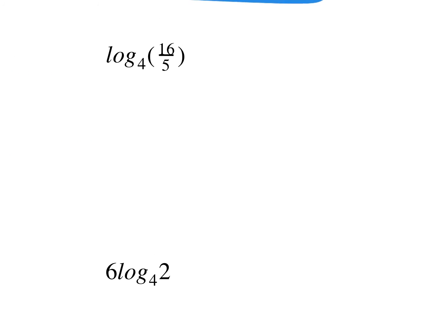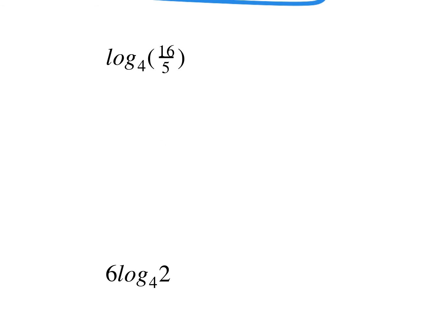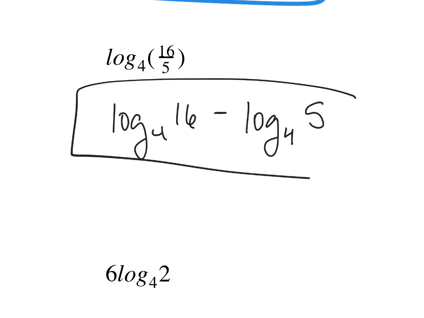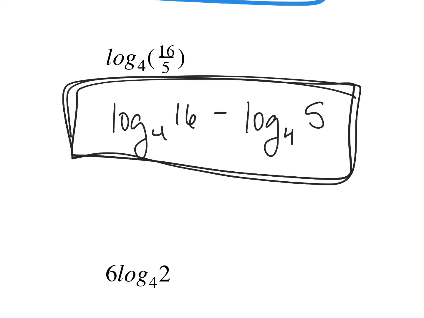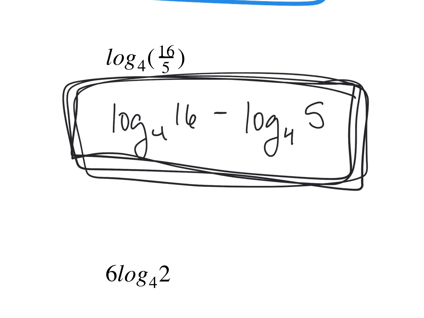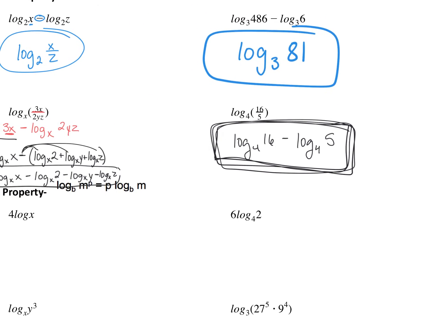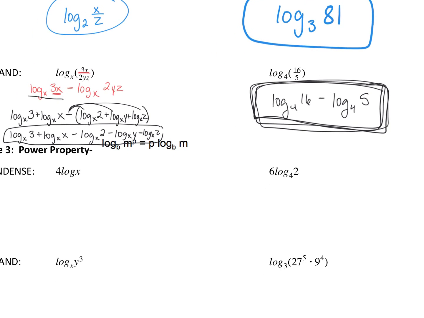Here we go. What love story are we looking at? Subtraction and division, right? We see division, so it needs to be subtraction. So what do we write? Log base 4 of 16 minus log base 4 of 5. Yeah, that's it. The box was the second step. You're right.